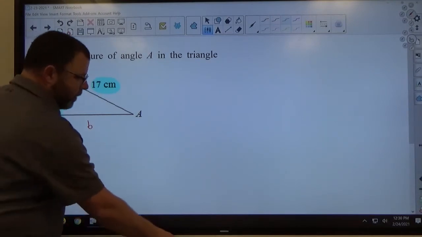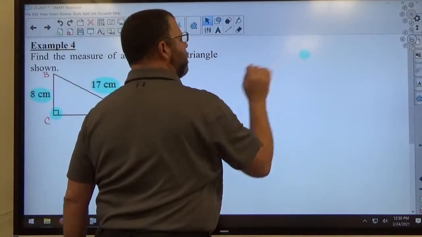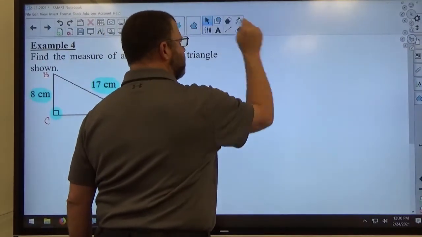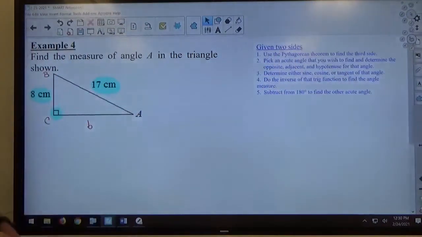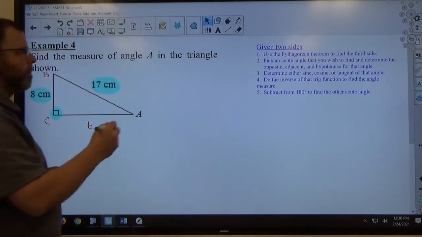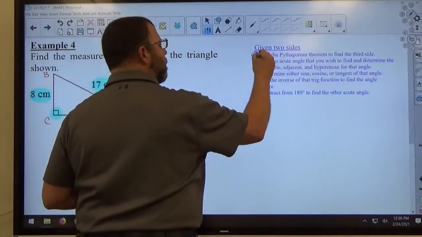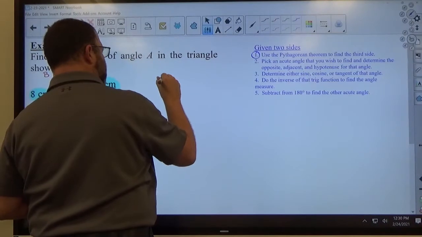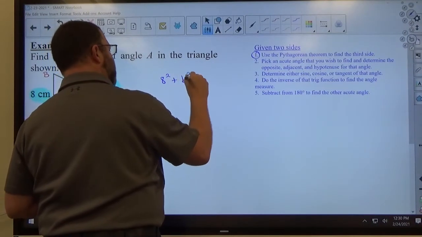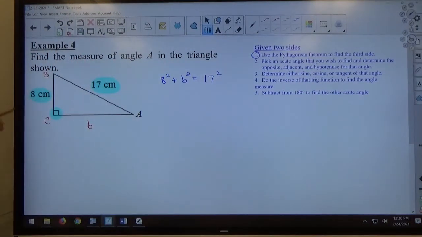First step, I see two sides given, so again I'm given two sides technique. I'm going to start with the Pythagorean theorem to find the third side. The missing side, you'll notice, is a leg. So I know that 8 squared plus b squared is equal to 17 squared. Leg squared plus leg squared equals hypotenuse squared.